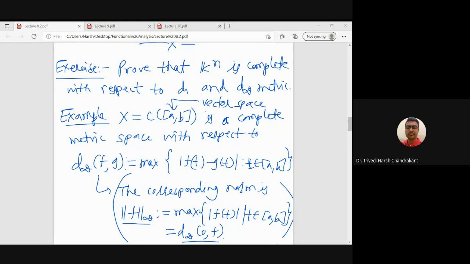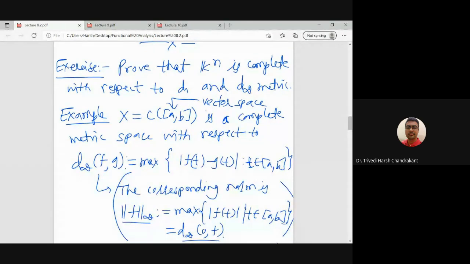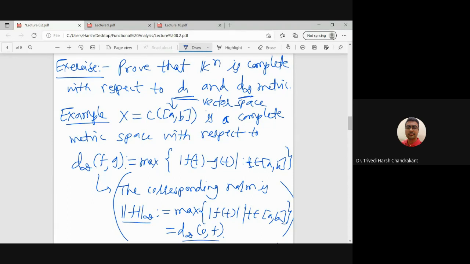So try these problems which I am giving as an exercise. There will be some question in exams related to that. So we have just changed the metric. The space is the same, only the metric we are changing. The proof is very similar. You can even find it in books also.